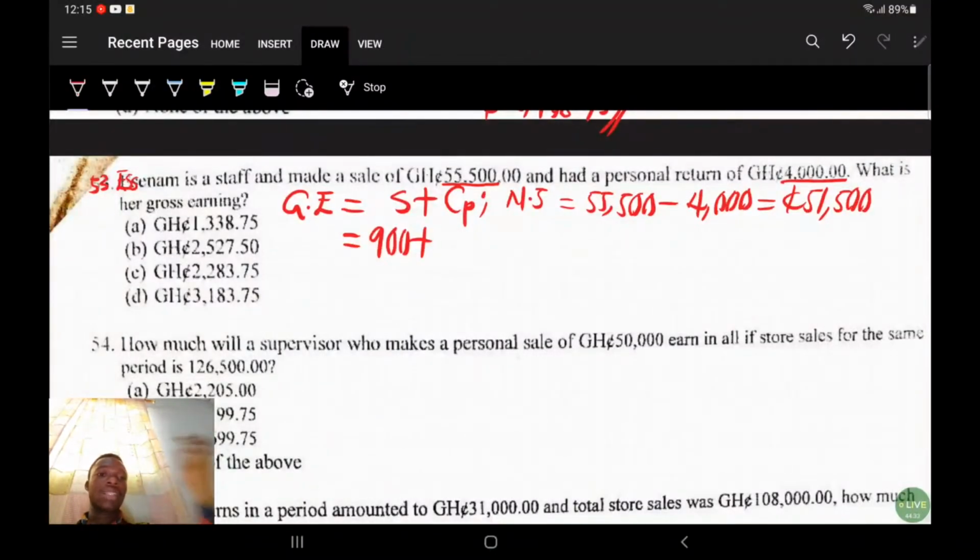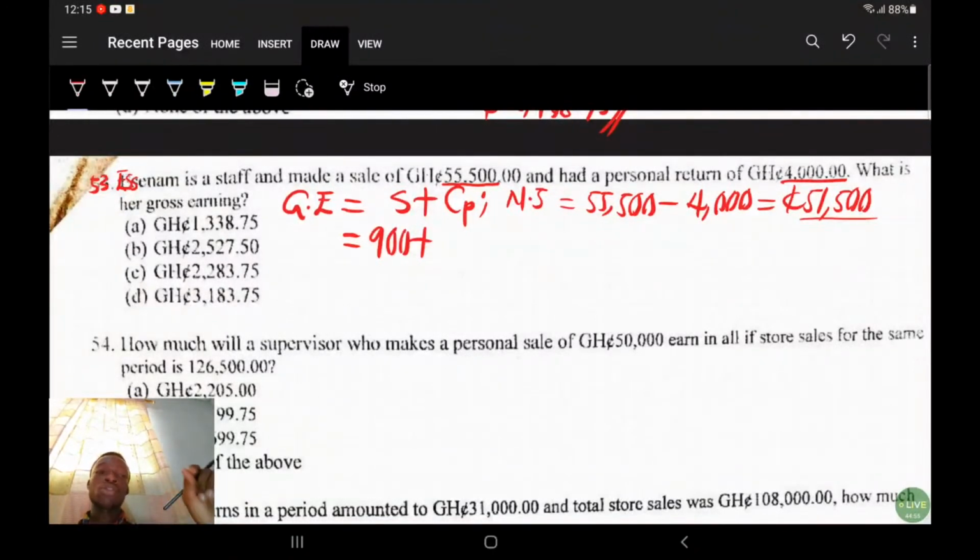51,500 is going to be the next sales for Esinam. I hope that is clear. So in this case, since you're going to have 51,500, this net sales is above the quota condition. That's the minimum of 8,000, maximum of 50,000. So we are going to use that 51,500. We're going to still use the minimum quota and the maximum quota of 8,000 and 50,000.